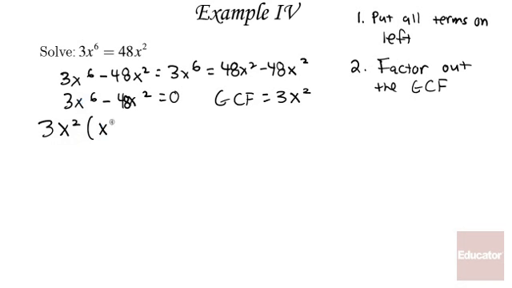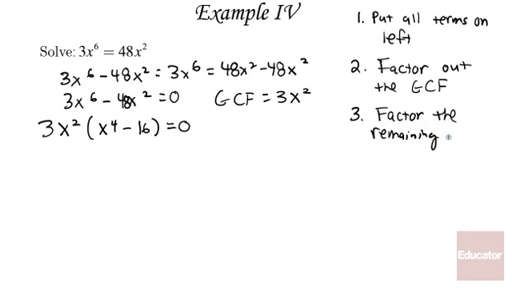What's left behind here is x to the 4th. What's left behind here is 16. equals 0. Okay, so I put all the terms on the left. I pulled out the greatest common factor, and then I'm going to factor the remaining expression. By remaining expression, I'm talking about everything that was left behind that was not pulled out as part of the greatest common factor. Well, I look at this and I have the difference of two squares.